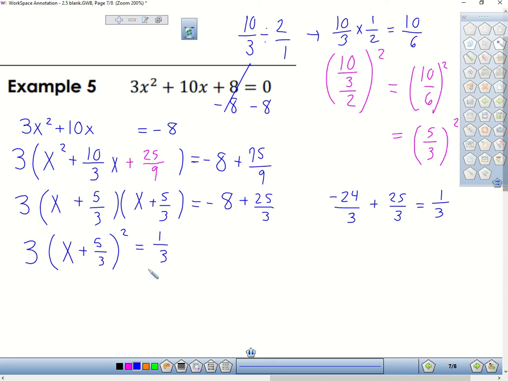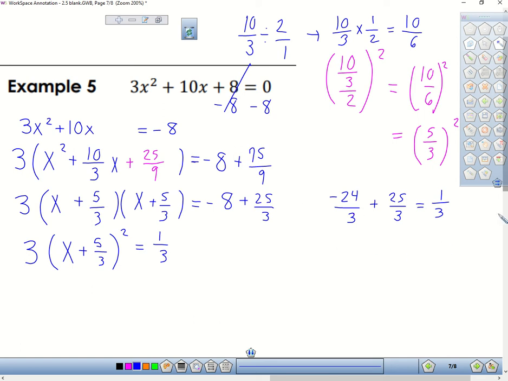Yeah, this is kind of a gross problem. Where did you get the negative 24 from? Negative 24 over 3 is equivalent to negative 8. So I just found an equivalent fraction that would have the same denominator as 25 thirds to be able to add them together. It's just finding a common denominator to add fractions.